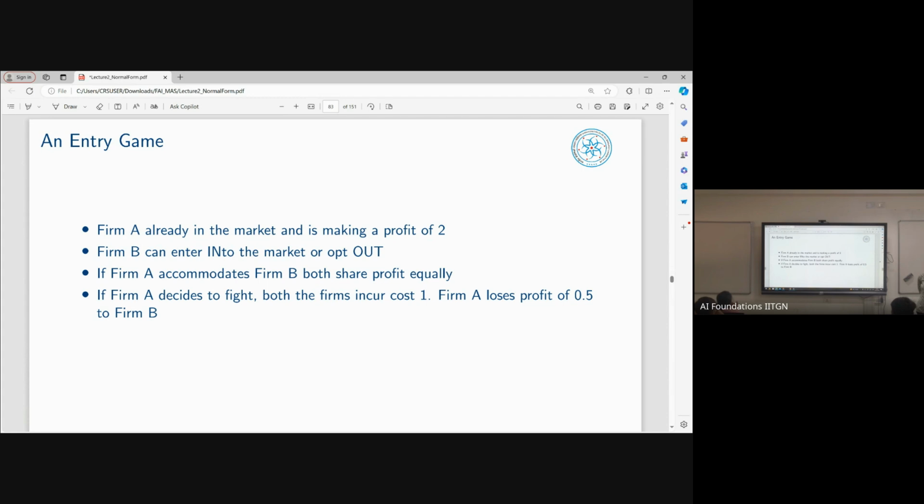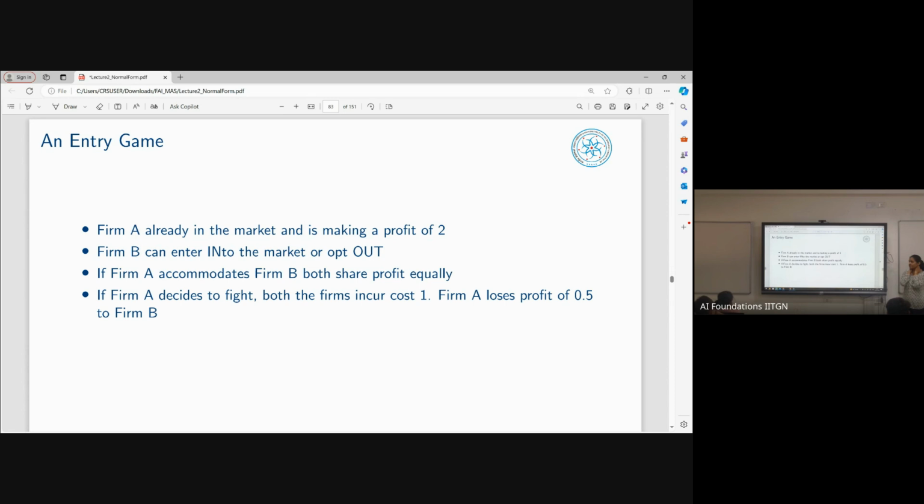And now, because of the fight, maybe anti-publicity and things like that, for all of that, they incur some cost, and that cost is 1. Right? Both of them incur a cost of 1. Now, since firm B has somewhat moved into the market, firm A loses 0.5 of its profit to firm B. Okay. If so, is the game clear?